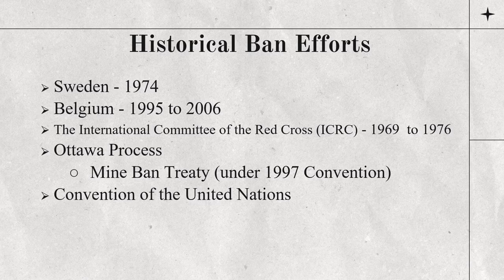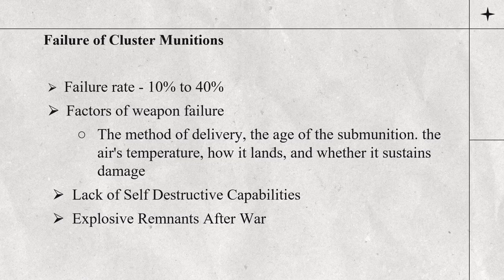On 10 October 1980, the Convention on Cluster Munitions was adopted in UNA to ban cluster munitions, and it became operative on December 2, 1983. Failure of cluster munitions.